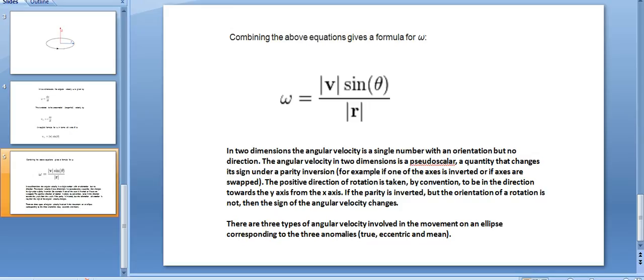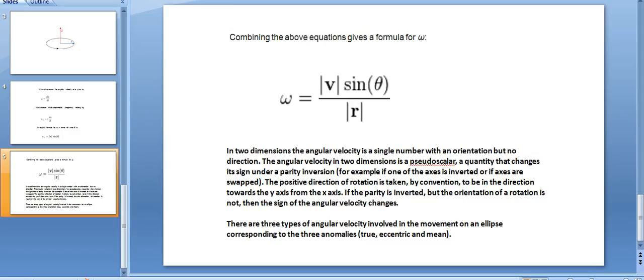In two dimensions, the angular velocity is a single number with an orientation but no direction. The angular velocity in two dimensions is a pseudoscalar, a quantity that changes its sign under a parity inversion. The positive direction of rotation is taken by convention to be in the direction towards the y-axis from the x-axis. If the parity is inverted but the orientation of the rotation is not, then the sign of the angular velocity changes.